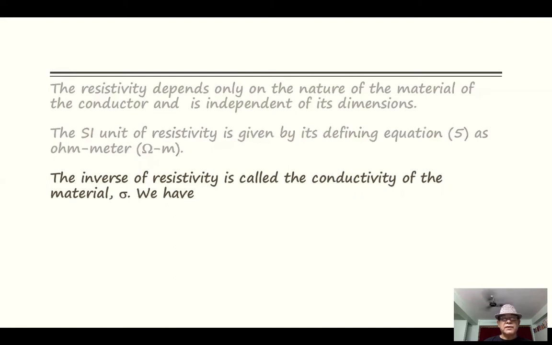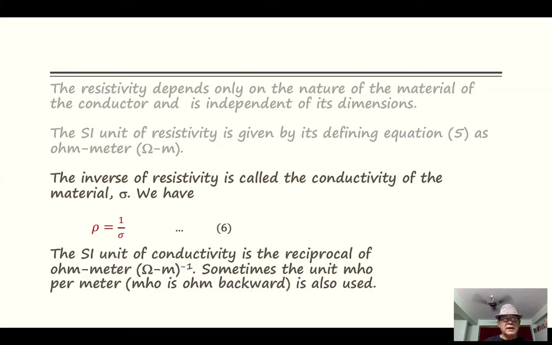The inverse of resistivity is called the conductivity of the material, sigma. We have rho equal to 1 by sigma, equation 6. The SI unit of conductivity is the reciprocal of ohm meter, that is ohm meter to the power minus 1. Sometimes the unit mho per meter, mho being ohm spelled backward, is also used.